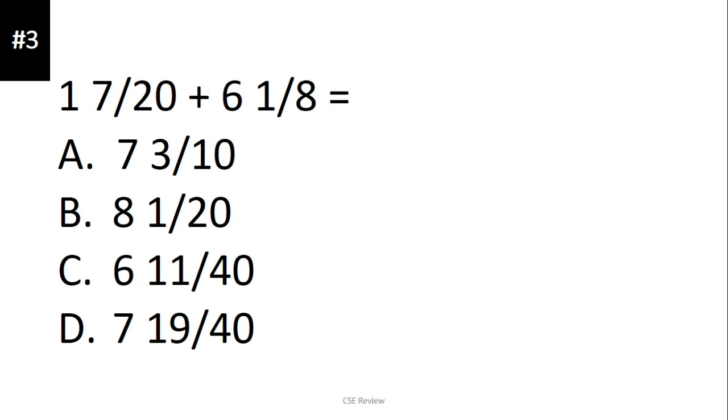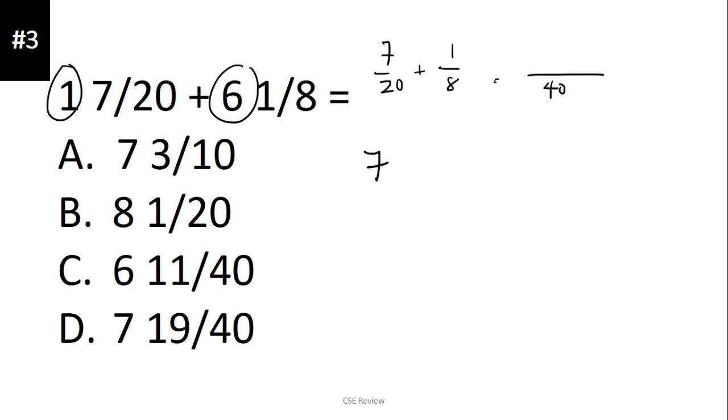Okay? Number 3, ito fraction to. So, if you haven't seen yung fraction lesson natin, you can go ahead and check that out first. So, you have 1 and 7 over 20 plus 6 and 1 over 8. What I do is isasama ko agad yung mga whole numbers. You have 7, and then you have yung 7 over 20 plus 1 over 8. Okay, so LCD lang natin ito. Okay, so that would be over 40. So 14 plus 5, so that is 19 over 40. So that is letter D. Okay?